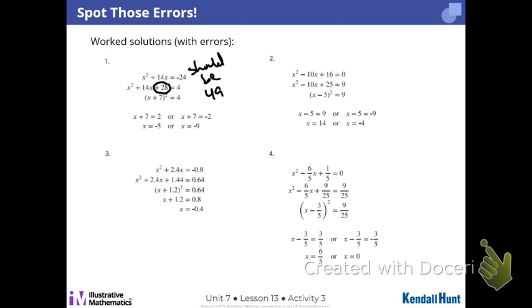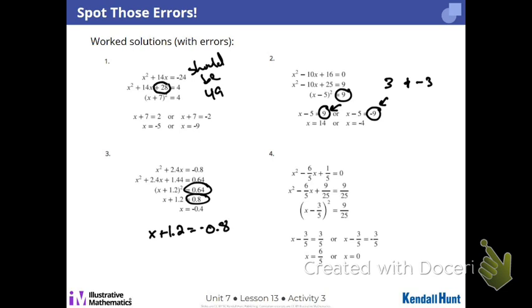Problem number 2. Find the answer issue right here. We need to take the square root of that number. So these two numbers down here shouldn't be 9 and negative 9. They should be 3 and negative 3. For problem 3, when they took the square root of 64, they only gave one answer. We would need that second answer. So we only got one of the two answers. We need that negative 0.8 as well.